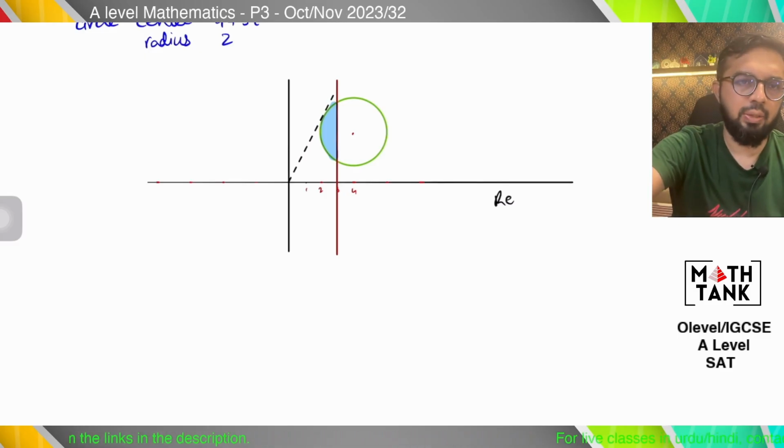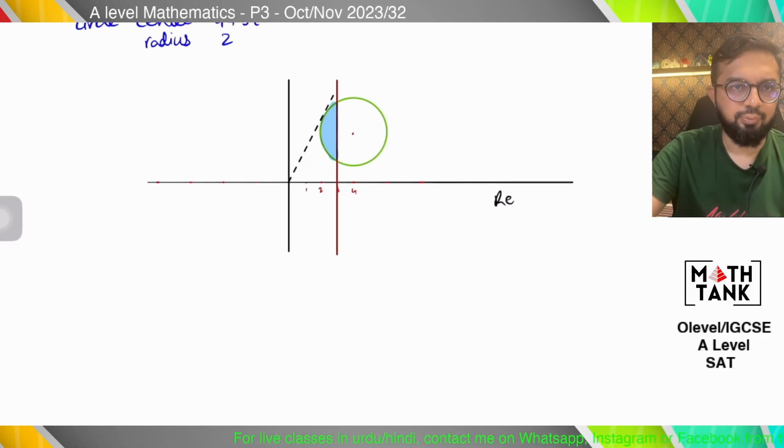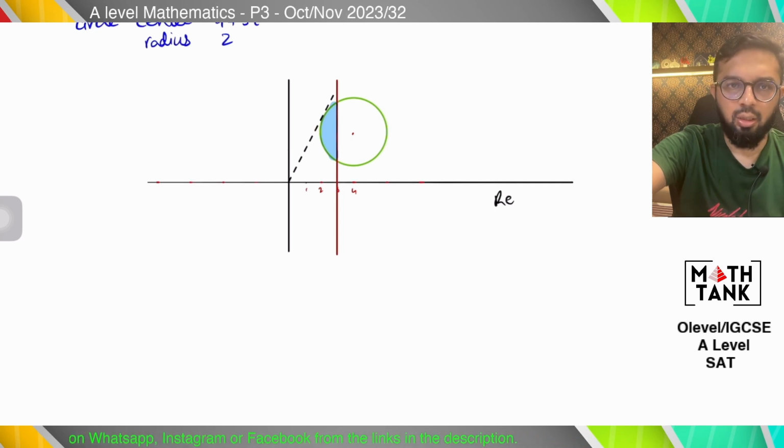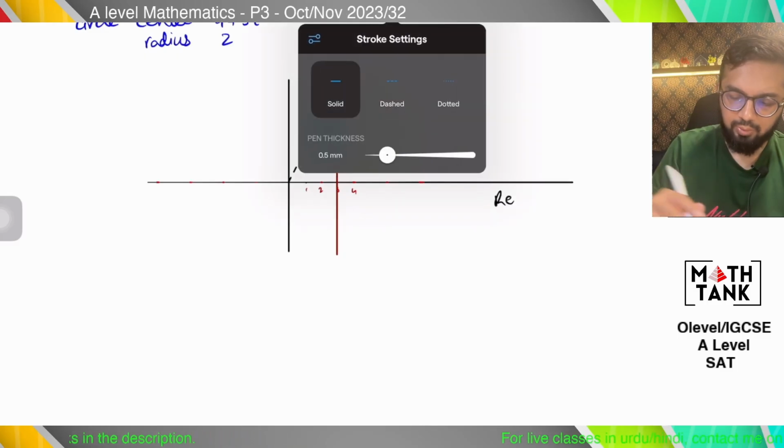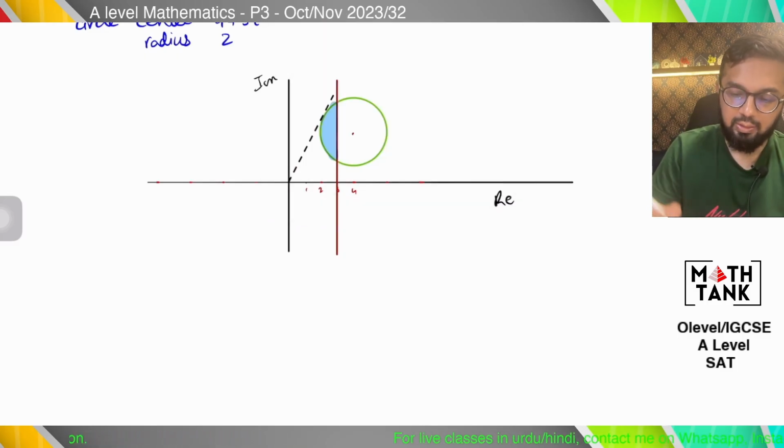I should check my answer first in case I've done it. Yeah, that is the correct shading and everything. I should mention the real axis here. That's what I have not done. Imaginary axis. Okay.